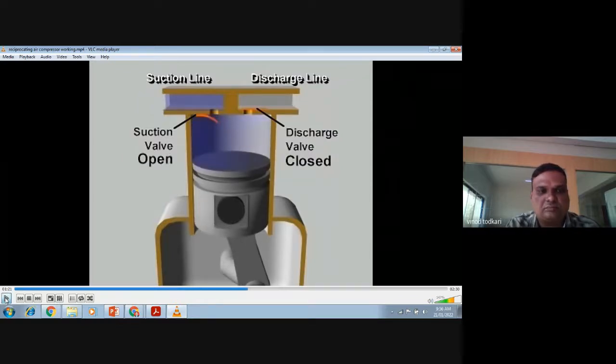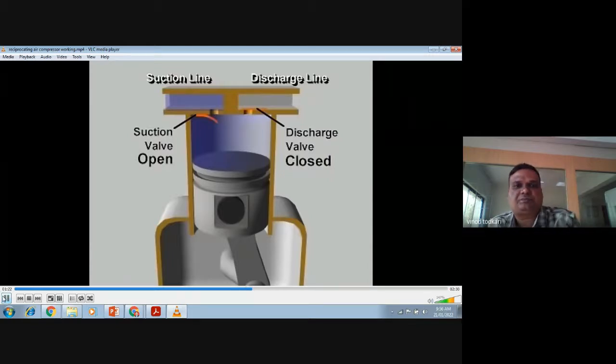Now see, there are two types of suction valves. One is spring operated valves, which are operated directly, and one is pressure difference operated valves, right? See what happens when the piston moves from TDC to BDC: the pressure inside the cylinder falls below atmospheric pressure. So this pressure is less and this pressure is more. So definitely this valve will open and air will be admitted inside the cylinder.